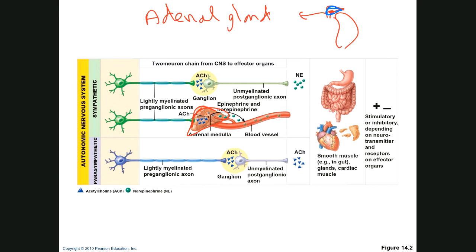So the sympathetic preganglionic fibers reach the adrenal medulla and stimulate little neurons in the adrenal medulla to secrete hormones into the blood. The hormones secreted are epinephrine and norepinephrine. Notice that norepinephrine is also a neurotransmitter secreted by sympathetic postganglionic neurons into organs. So norepinephrine is both a neurotransmitter and a hormone. Epinephrine is only a hormone.